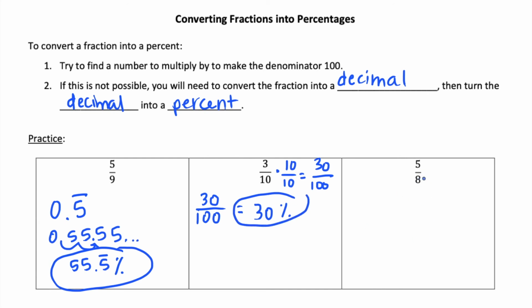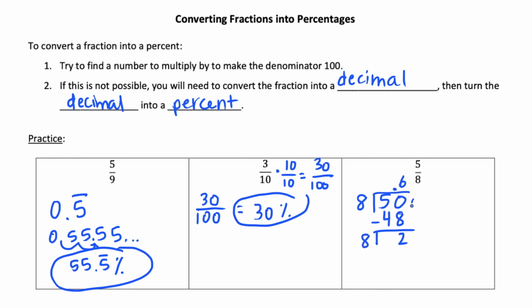Finally, we have 5/8, and you can figure out a number to multiply 8 by to get to 100, or you can just use long division here. So we'll do an example with long division. If I want to divide 5 by 8, I have to add a decimal up top, which lets me put a 0 underneath. 8 times 6 gets me 48, and 50 minus 48 gets me 2.